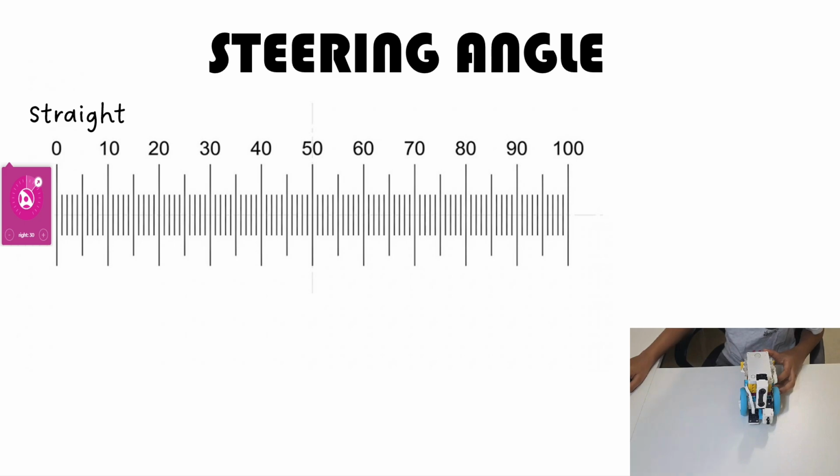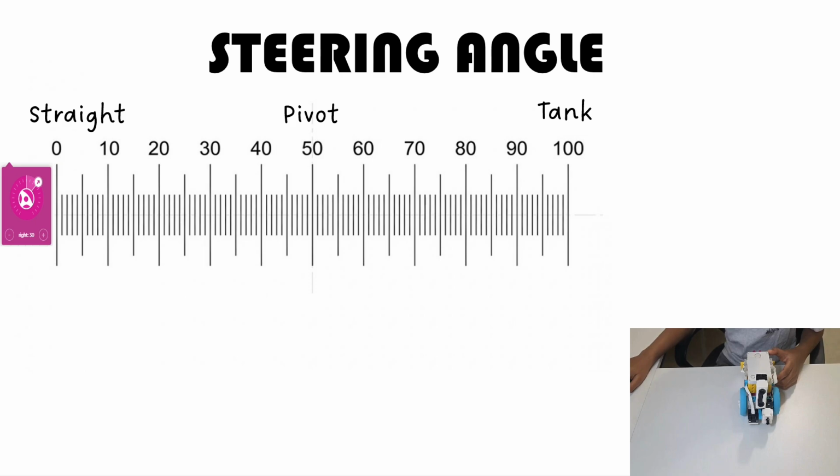This means the center of rotation is at the midpoint of the two wheels, causing the robot to spin and make a tank turn. When the angle is set to 50, the inner wheel does not rotate at all, and the outer wheel rotates in the direction of motion. Since the inner wheel is not moving, it becomes the center of rotation, simulating a pivot turn.